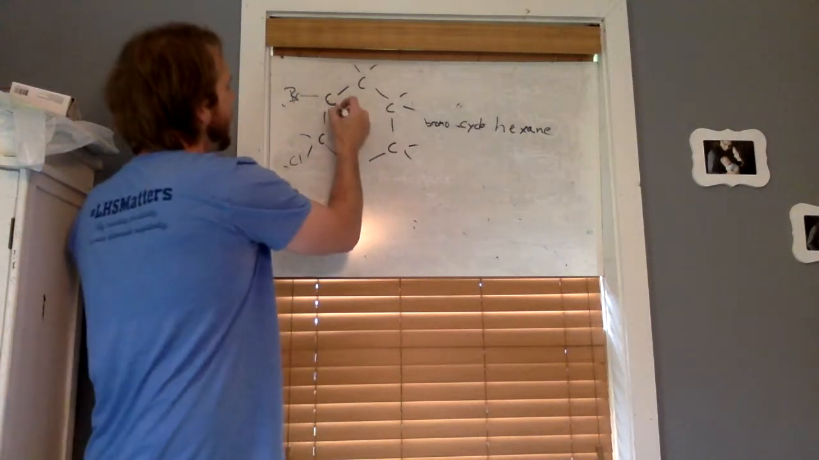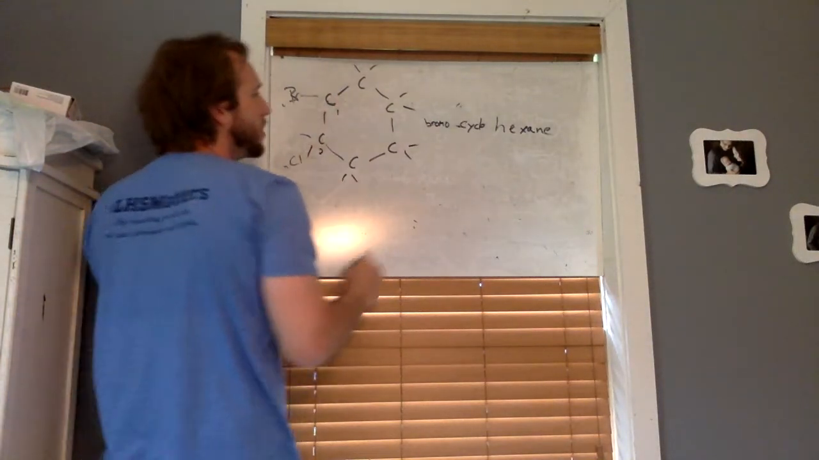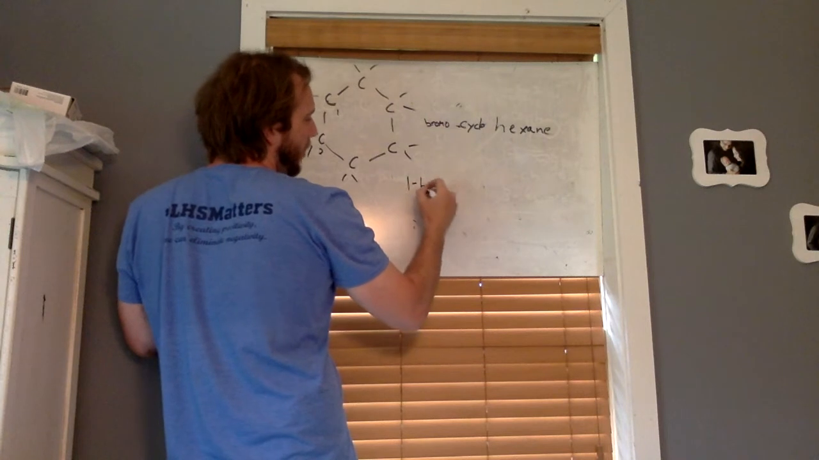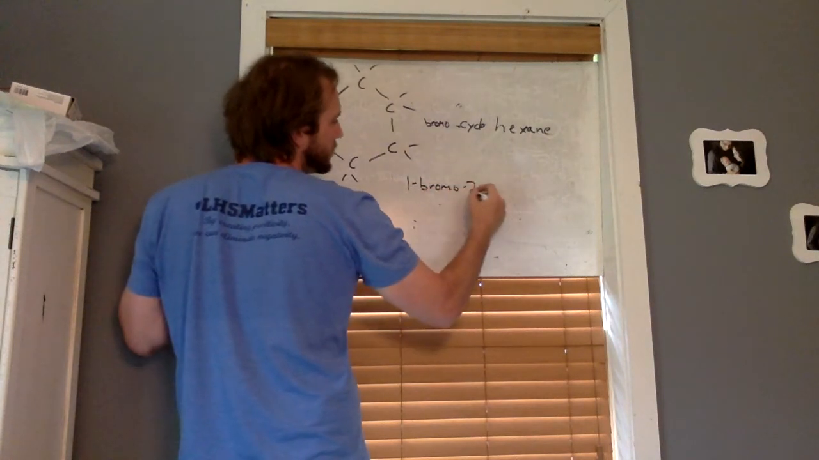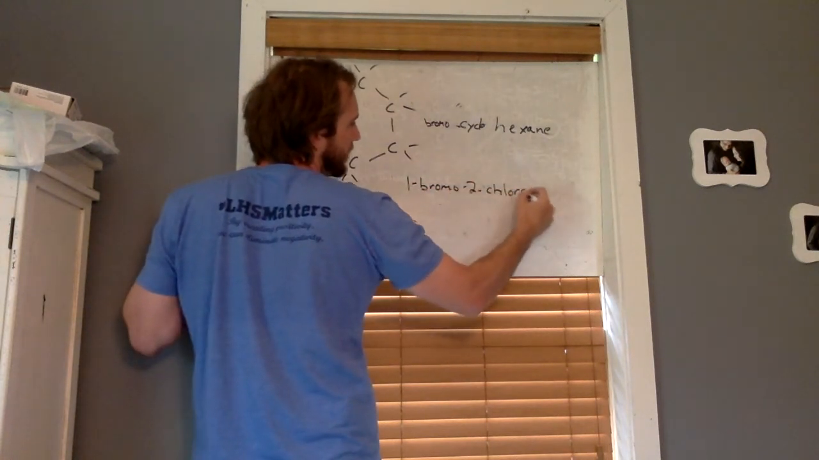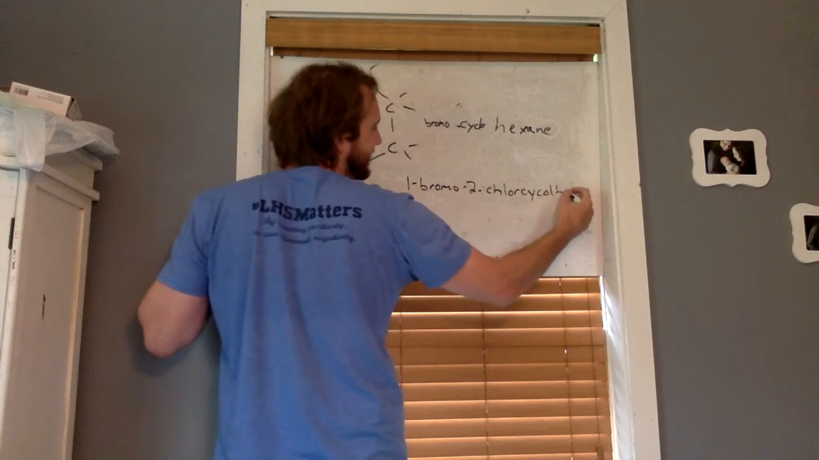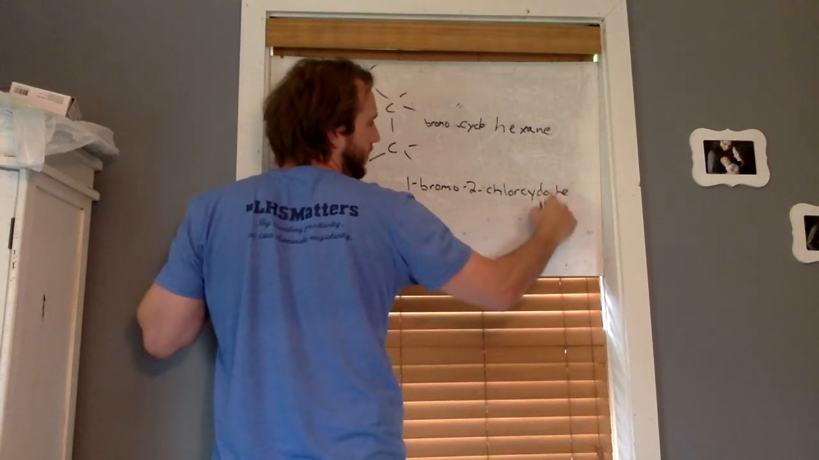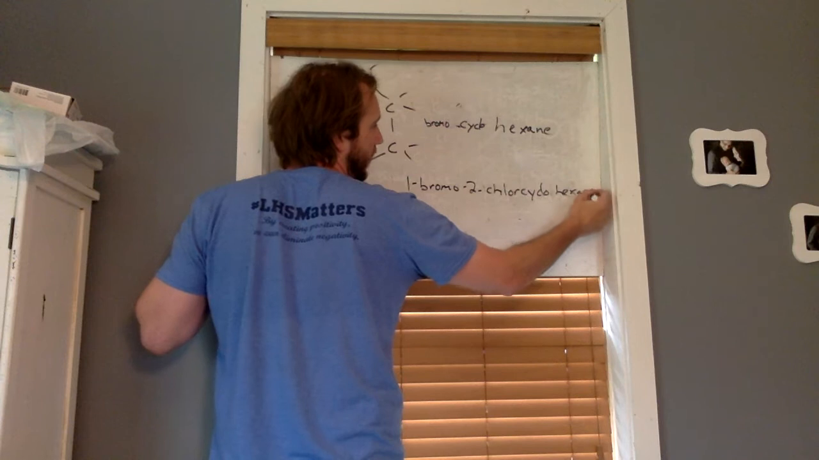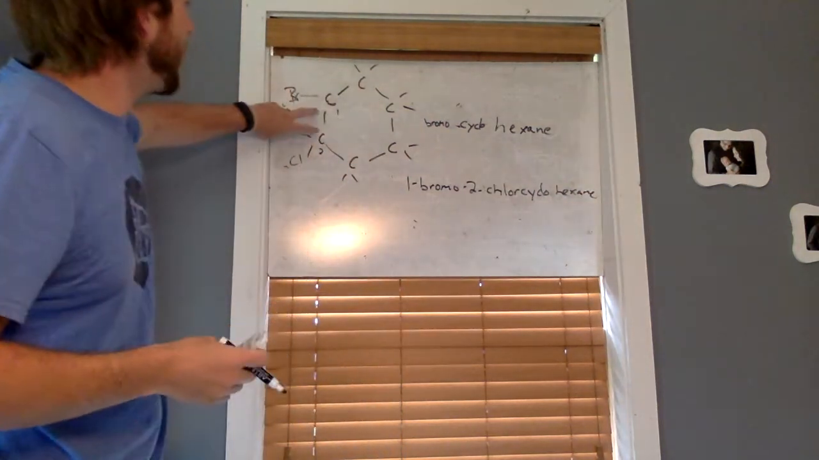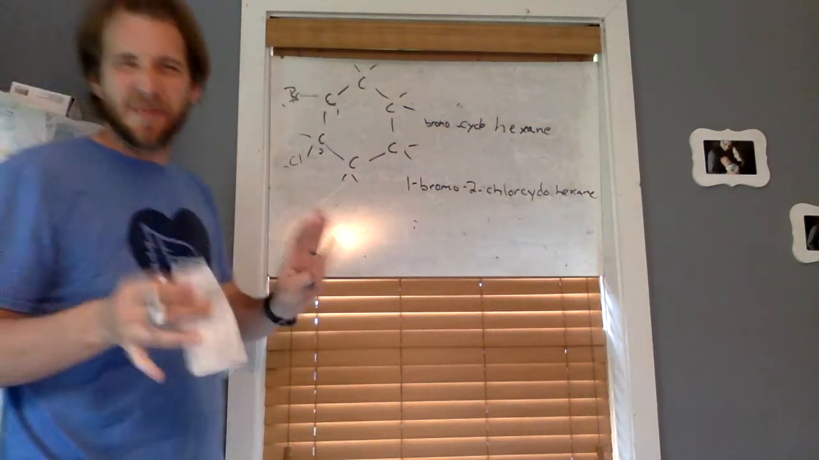If we called this our 1 carbon, this would then be our 2 carbon. Now we have 1-bromo, 2-chloro, cyclohexane. Oops, sorry, my L keeps ending up in the wrong spot. Hexane. In terms of who gets priority here, technically that comes back to reactivity.